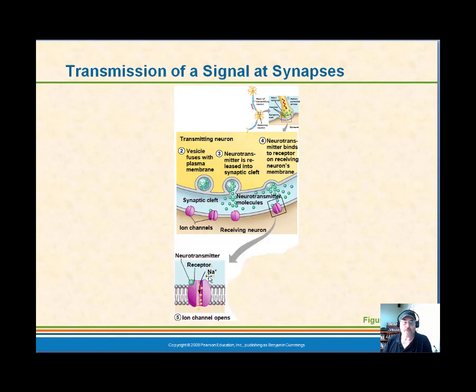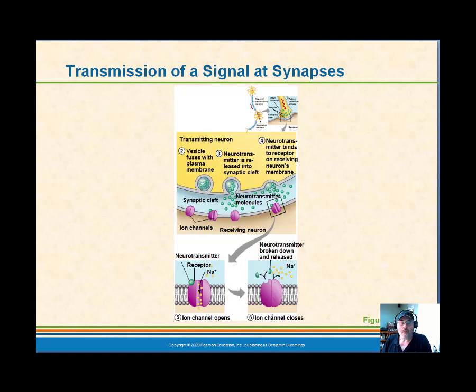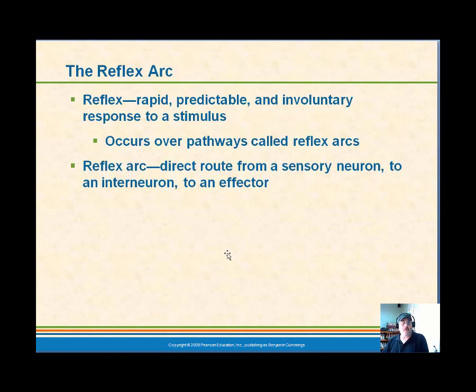Here's the neurotransmitter being received. It has bound to that protein channel, which opens up and allows the sodium to go in. And ultimately, the neurotransmitter is broken down, released, and reabsorbed by the sending cell. Once it does that, it closes the channel. So that was a short and simple explanation of how a nerve signal goes. This is by no means the full depth of this, but I just want you to understand the essentials.